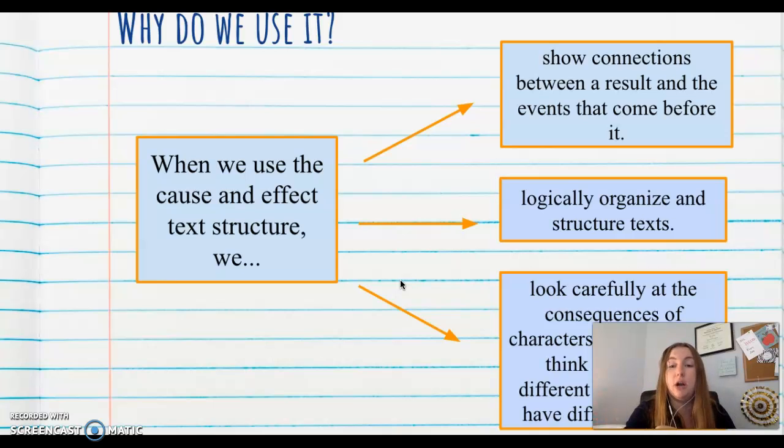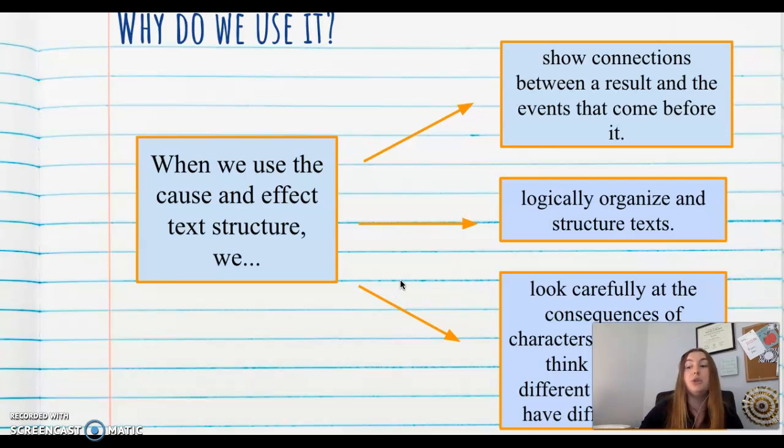It allows us to look carefully at the consequences of characters' actions and to think about how different actions might have different effects. We all know that characters make mistakes and they have different actions throughout a story, right? Cause and effect, a lot of the times when we're looking at a text, directly relates to the character's actions and then what happens to them after. So in your text that we're going to explore later, I really want you to think, how does my character's actions affect what happens in the story? I'll tell you what, it's probably a pretty strong connection there.